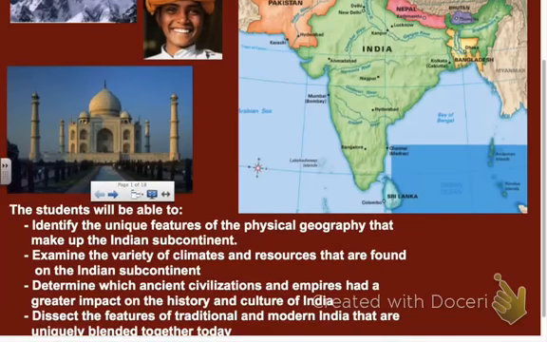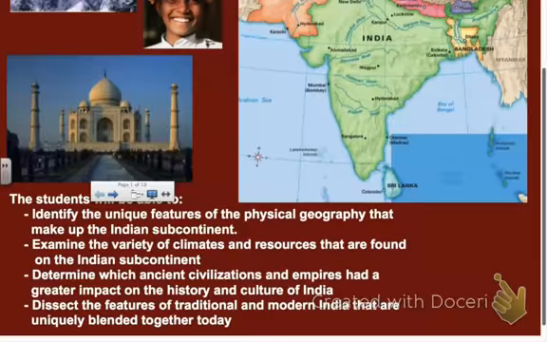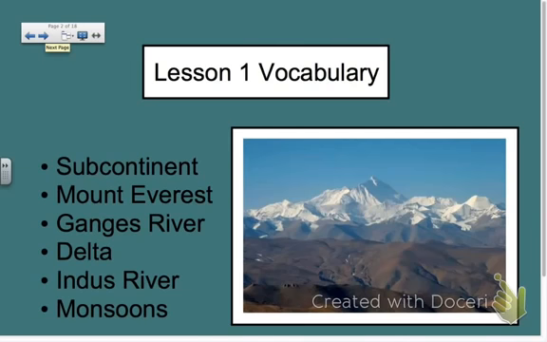We're going to identify some of the unique features of the physical geography that make up the Indian subcontinent. We're going to examine some various climates and resources that are found here on the subcontinent, determine which ancient civilizations and empires had a greater impact on the history and culture of India, and finally we wanted to dissect the features of traditional and modern India that are uniquely blended together today.